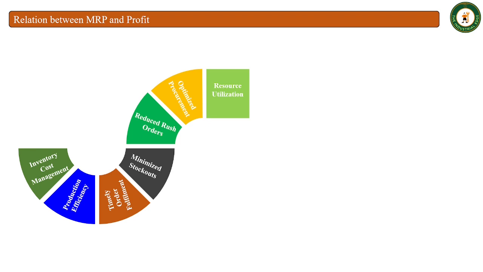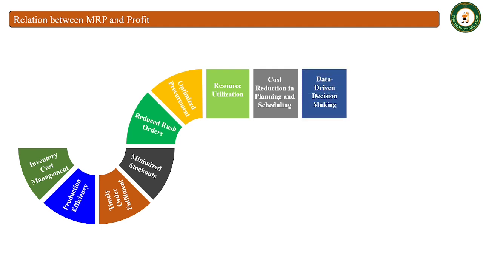Seventh, resource utilization. MRP balances production capacity with demand, preventing overloading or underutilizing resources. Effective resource utilization reduces waste, optimizes labor and machine costs, and positively impacts profitability. Eighth, cost reduction in planning and scheduling. MRP automates and streamlines the planning and scheduling process, reducing administrative overhead and ensuring efficient allocation of resources. This leads to cost savings and contributes to higher profit margins.